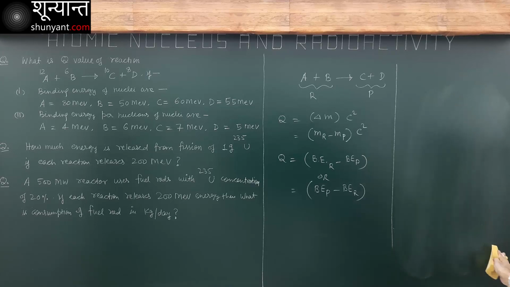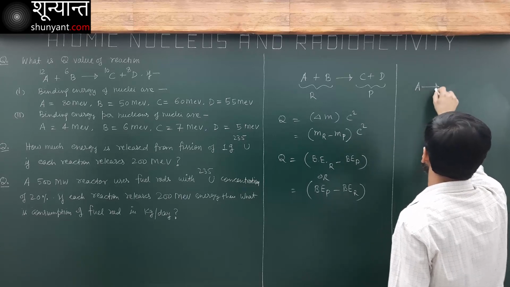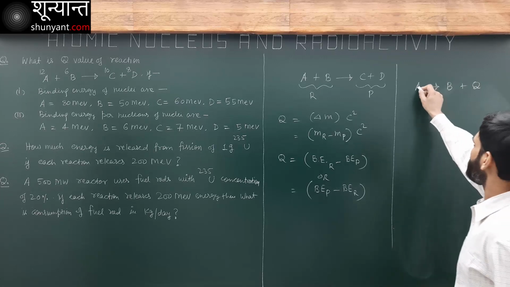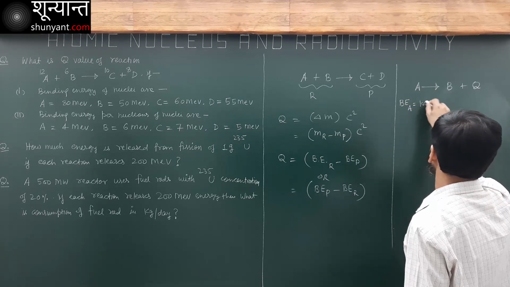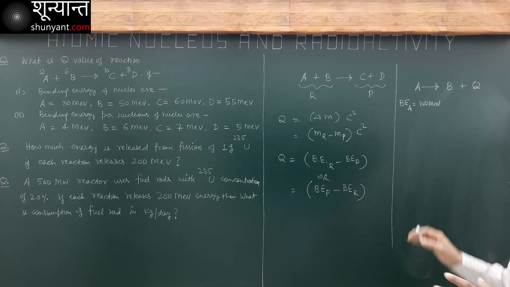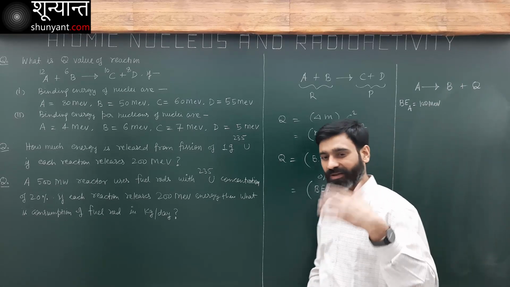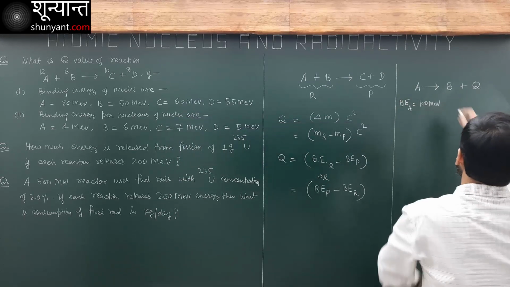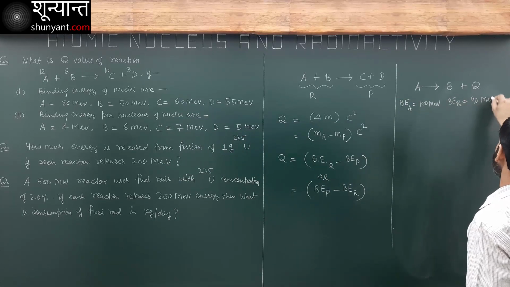One more case is like this. Let's say that I have one nucleus A. It changes into B, and some energy is released. I want to find the Q value. Let's say the binding energy of A is 100 mega electron volt. So I have one nucleus with binding energy 100 mega electron volt. The nucleus changes into some other nucleus in a nuclear reaction. It changes into B, and the binding energy of B is, let's say, 90 mega electron volt.